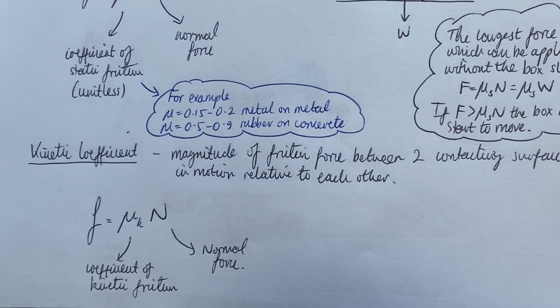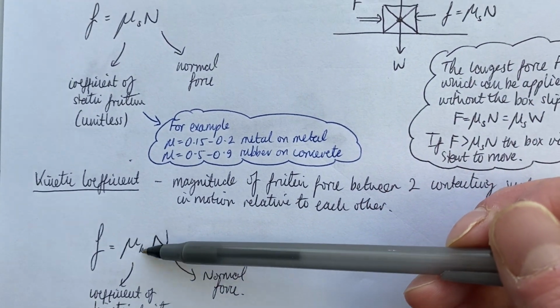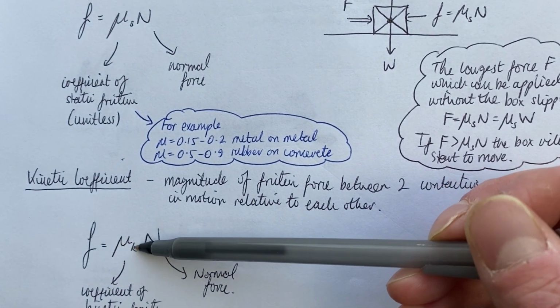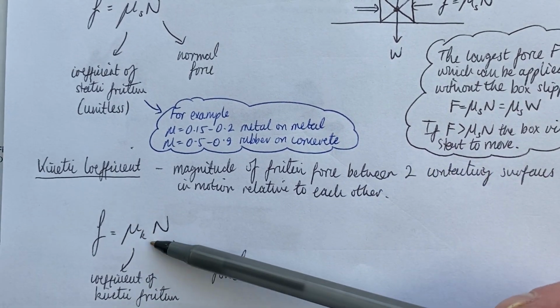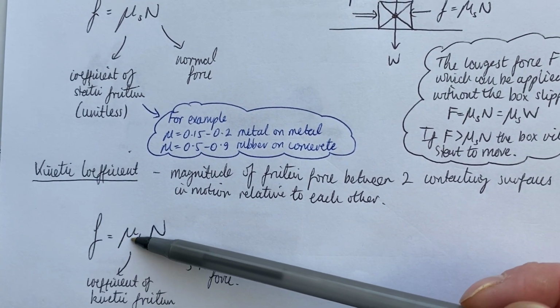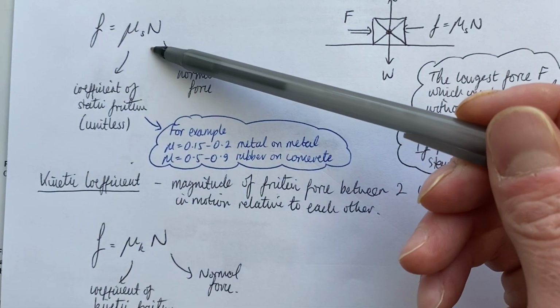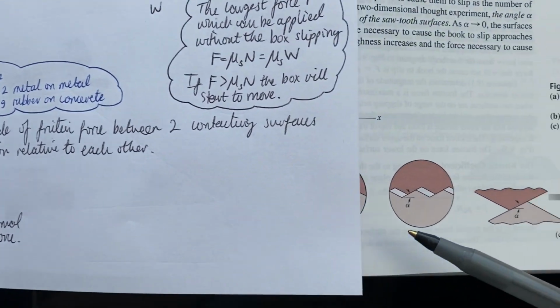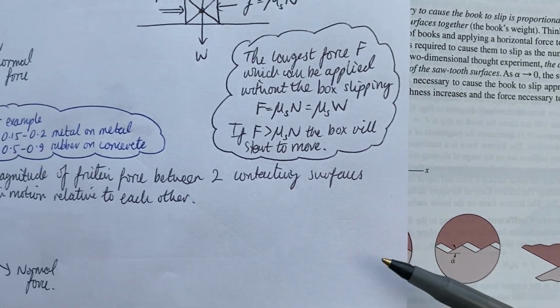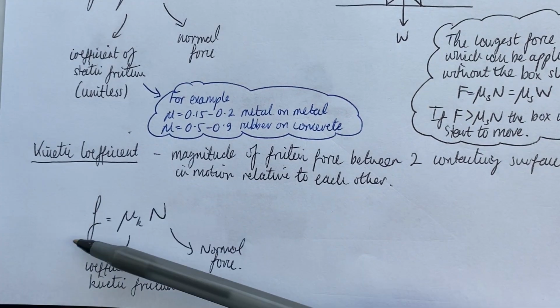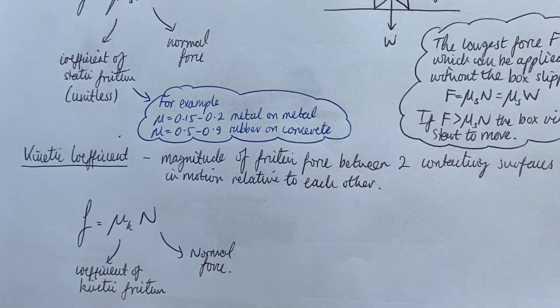So in this case, we're expecting mu k. So mu, again, is the coefficient of friction, and subscript k tells us that it's the kinetic one. We're expecting this value for the same two surfaces to be less than the static coefficient of friction, right? For the reasons that we just discussed about the points of contact. And the equation for that frictional force is exactly the same.